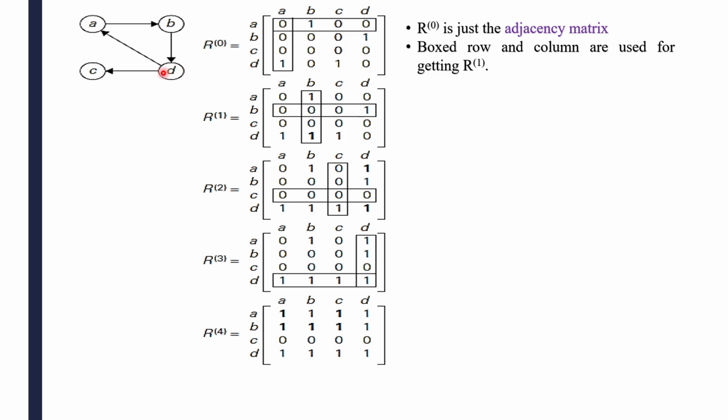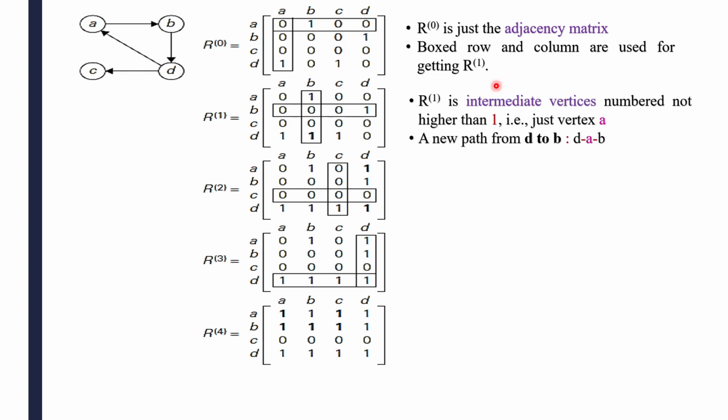From D you are having two paths. D to A direct path is there and D to C a direct path is there. That is, D to A 1 and D to C 1 here. This is R0. R0 means it is an adjacency matrix. Adjacency matrix means what? From one node to another node, if a direct edge is connecting, then you consider that one as a path here. This is your first iteration. Next is R1.